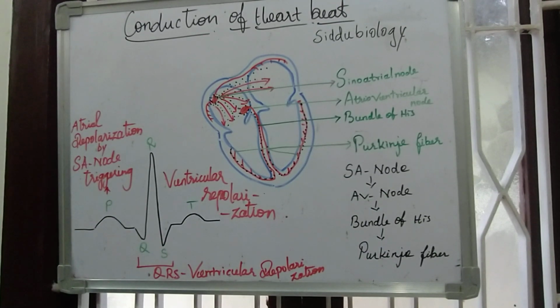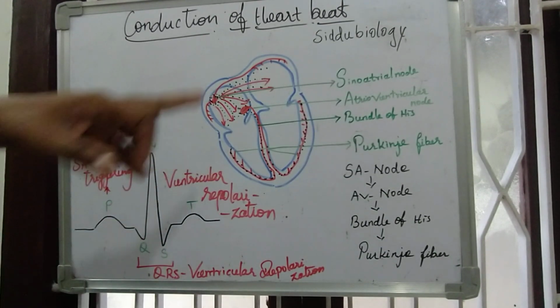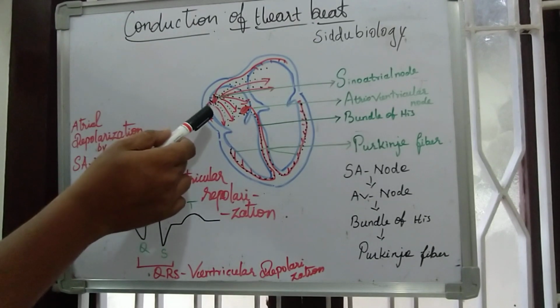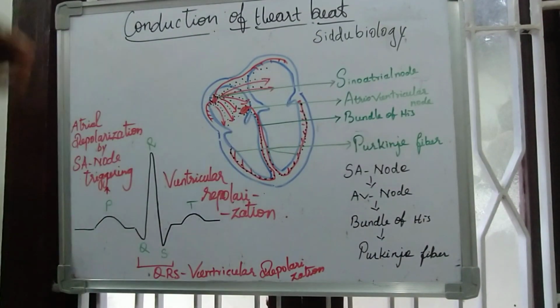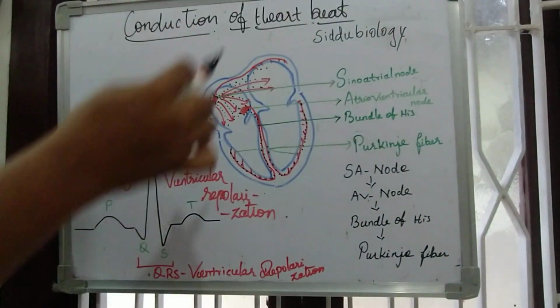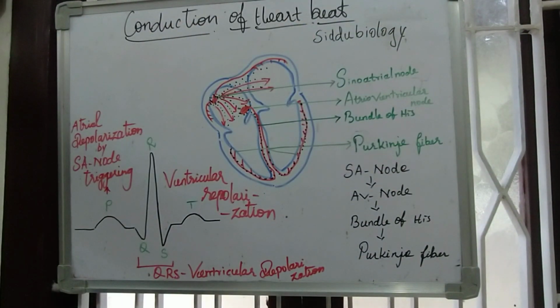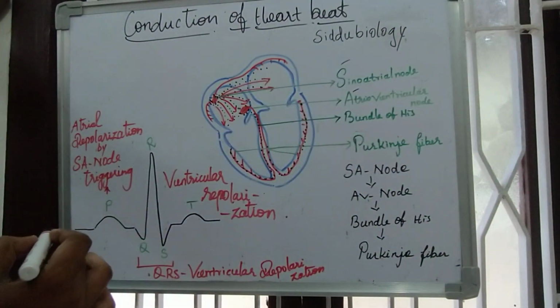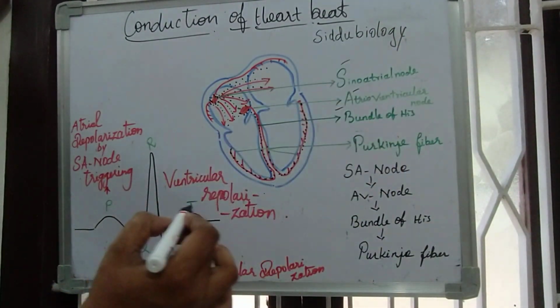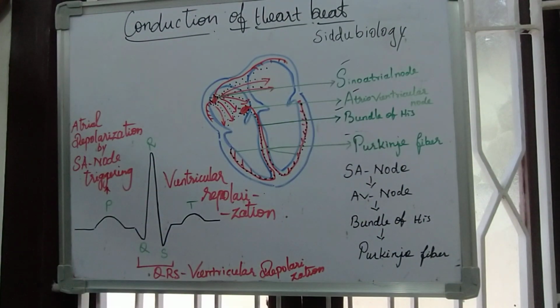In the conduction of the heartbeat, actually, the heart has four chambers: right atrium, left atrium, right ventricle, left ventricle. So in the heart, actually four structures are very important: one is the sinoatrial node, the atrioventricular node, the bundle of His, and the Purkinje fibers.